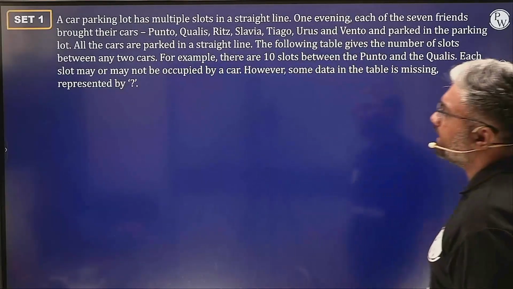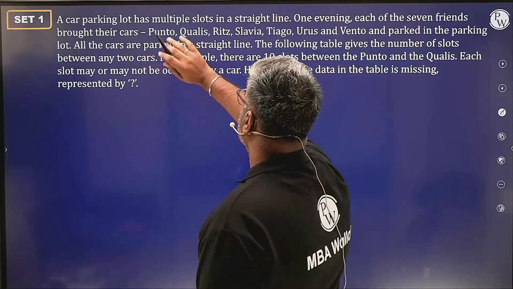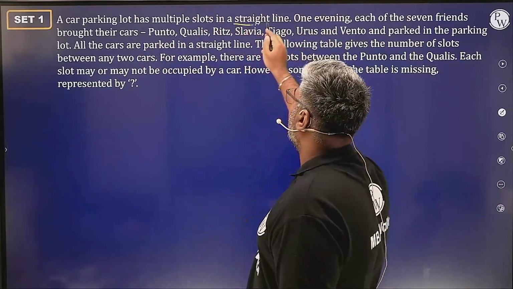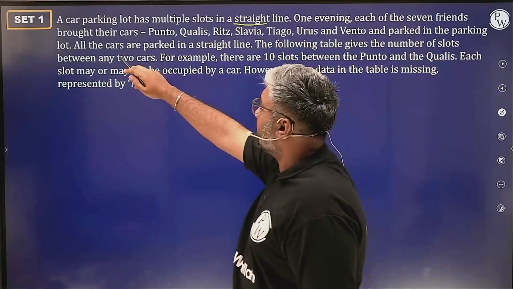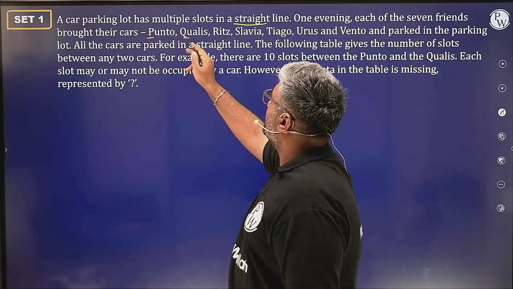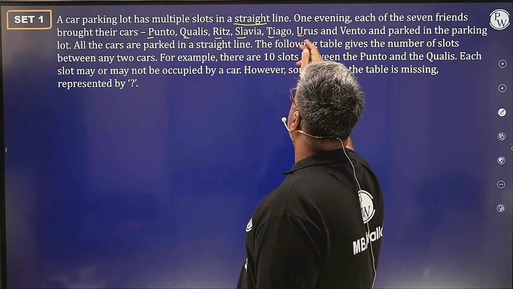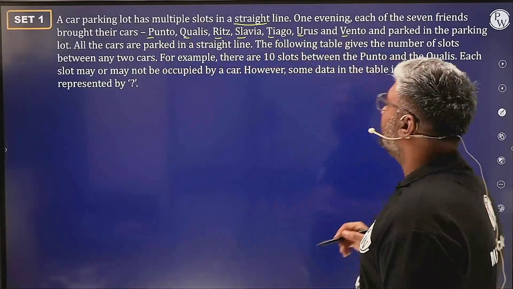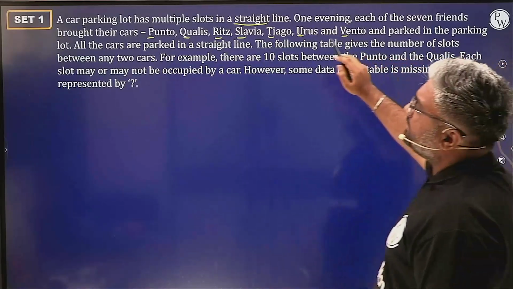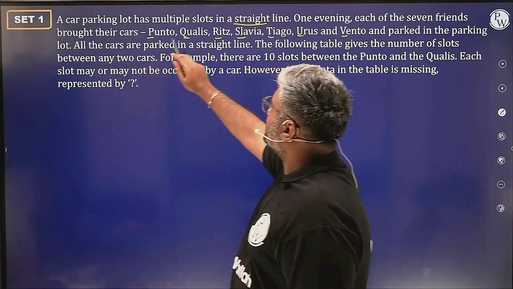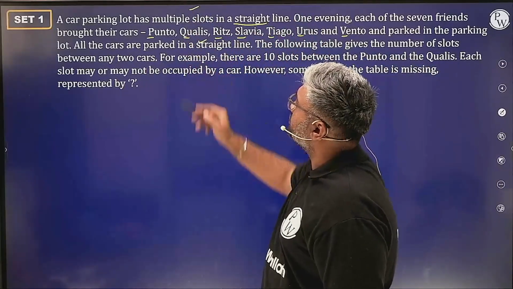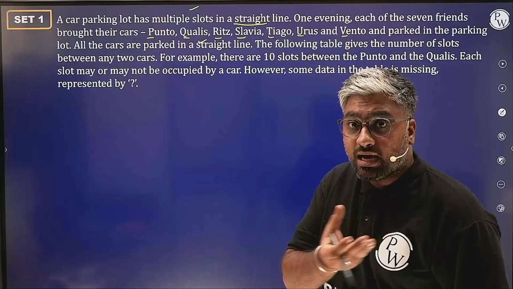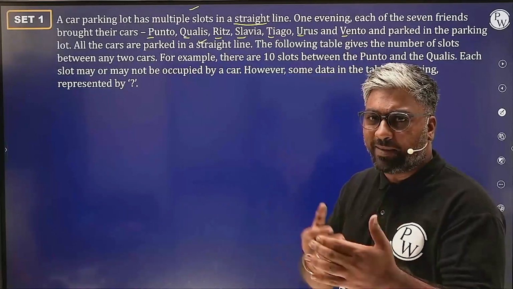Let's quickly have a look at the question. A car parking lot has multiple slots in a straight line. Thank God. One evening, each of the 7 friends brought their cars. We have P, Q, R, S, T, U and V. Very convenient. And parked in the parking lot. Okay, all the cars are parked in a straight line, which again is a repetition of this, just to reiterate the fact that they are in a straight line and not parked parallelly or so.